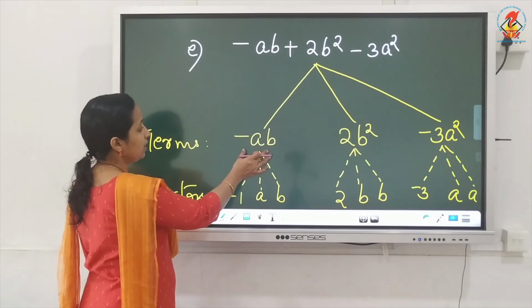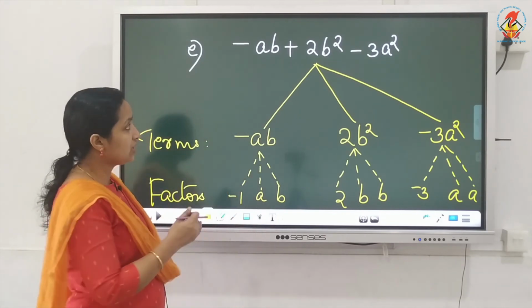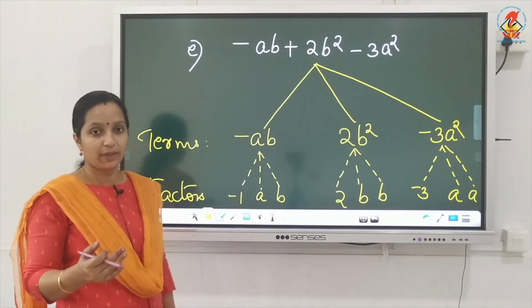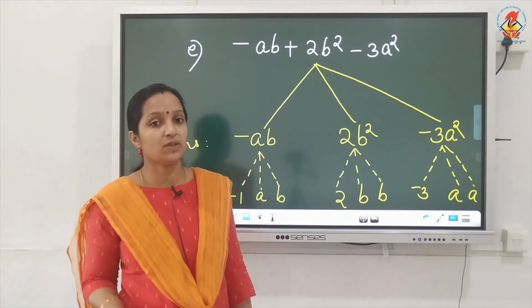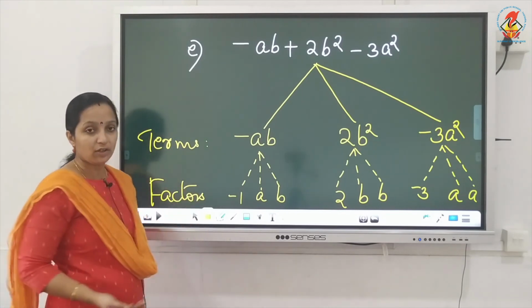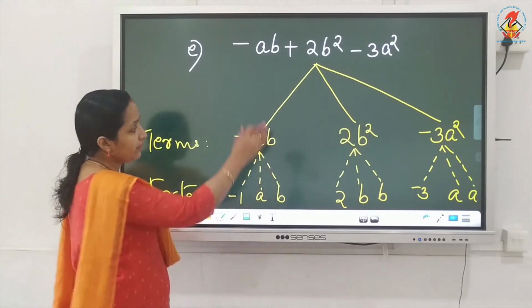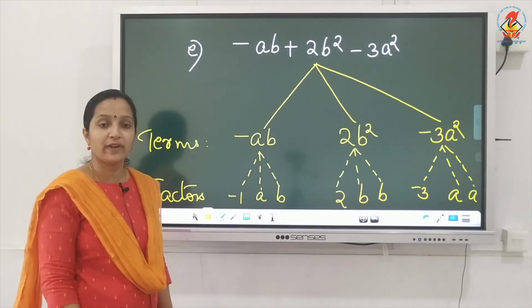Terms means what? We know that terms are added to form expressions, and the addition sign and subtraction sign separate the expression into different terms. And we also know that a term is a product of its factors, so you can split like this. Okay, children, why are we drawing like this? Because we need a factor tree.